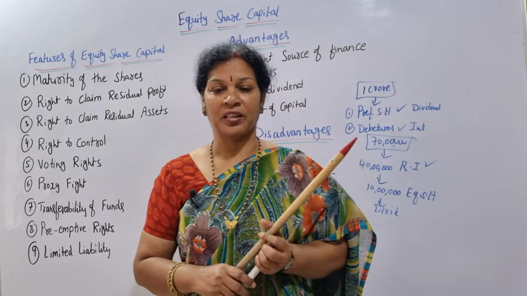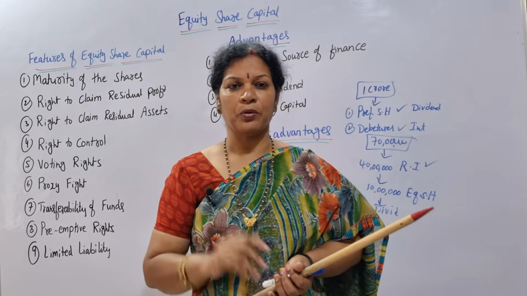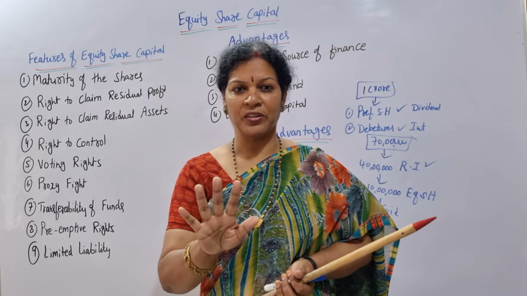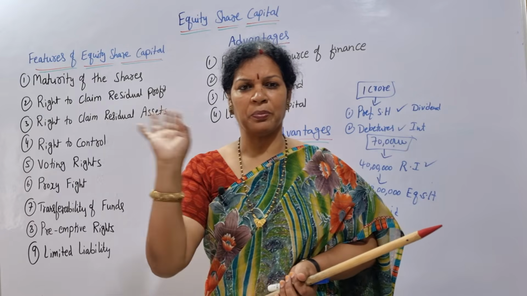Suppose a company is under liquidation position. They sold out all the properties. They got 15 crores of money. First preference will be given to the debenture holders. First, let them get. Then after that, preference shareholders.